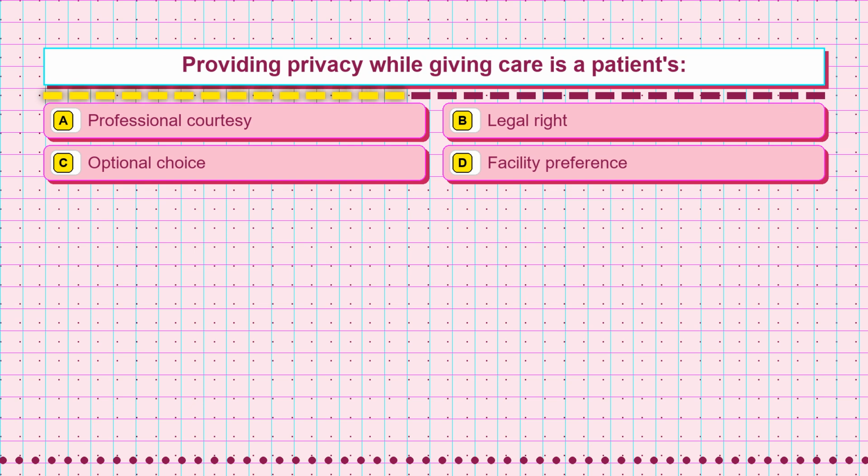Option A, professional courtesy. Option B, legal right. Option C, optional choice. Option D, a facility preference.